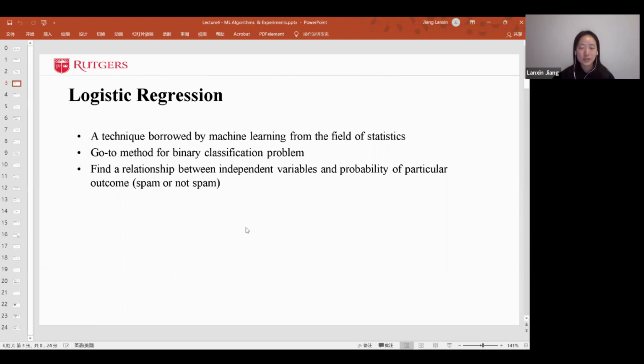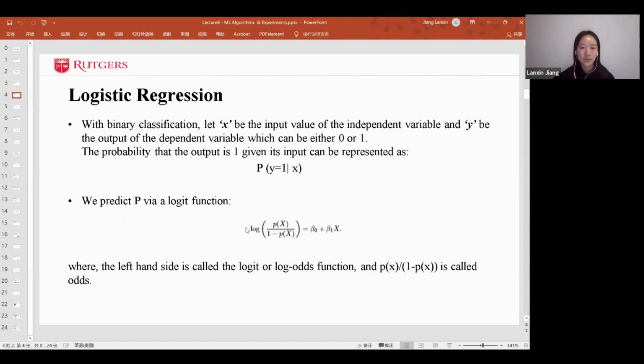And basically, logistic regression tries to find the relationship between independent variables and the probability of a particular outcome. So the probability of the output can be represented using this conditional probability. Given x, what's the probability of y equals 1? And then we can predict the probability using the logit function or the log odds function.